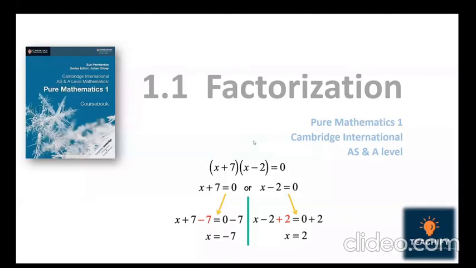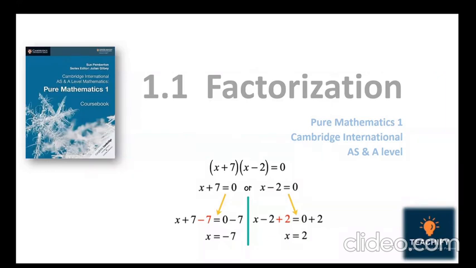Factorization. So the topic today is factorization. First, we have to know what factorization is. Generally, the factors of a number are the numbers that divide evenly into another number. For example, let us take the number 12. 12 equals 6 multiplied by 2, 2 multiplied by 6, 4 multiplied by 3, 3 multiplied by 4. They are all the factors of 12.